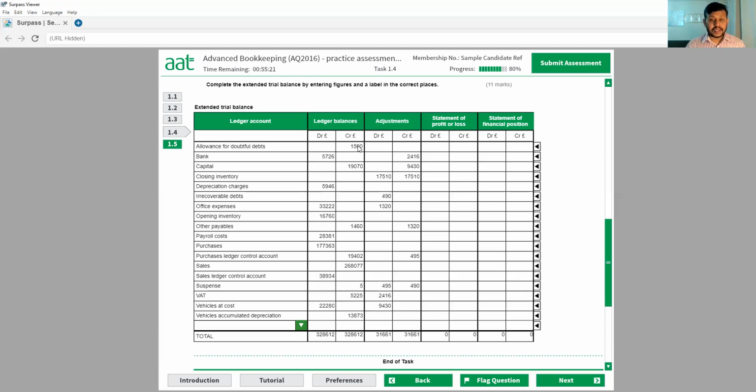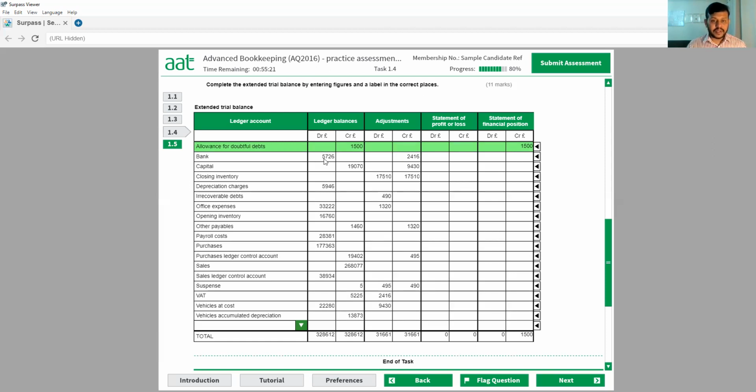Allowance for the doubtful debt is an item for the SOFP credit. So you need to say SOFP credit, that is 1,500. As soon as you do that, you can make it a color. If you just click on this arrow, it will make it a color so that you understand you've done this one. If you like, you can always do that.